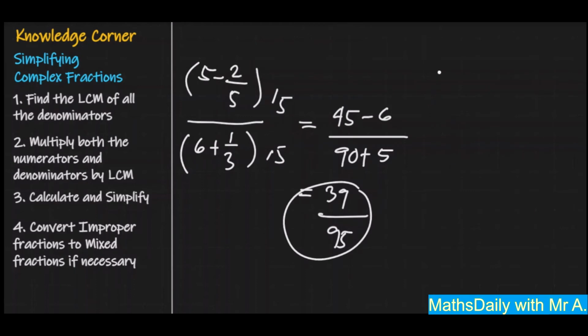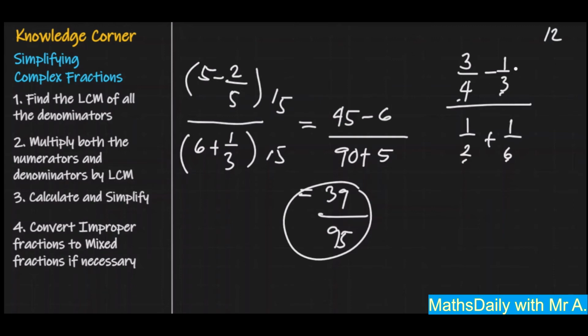Let's have another example. 3/4 minus 1/3 divided by 1/2 plus 1/6. What is the LCM of 4, 3, 2, and 6? The LCM of these 4 denominators is 12.